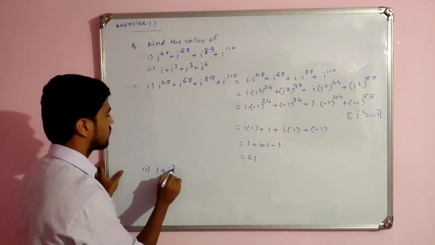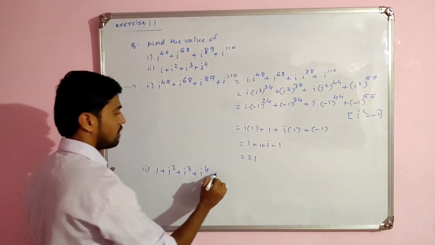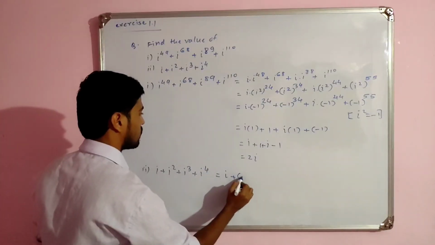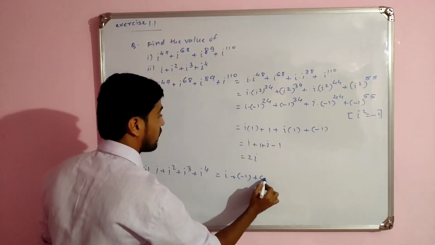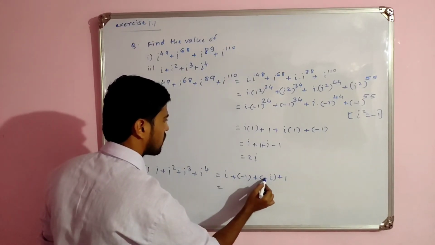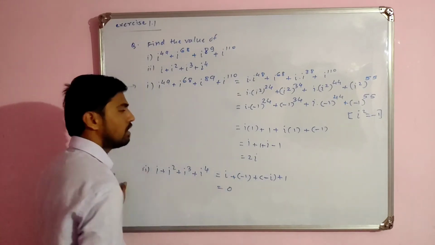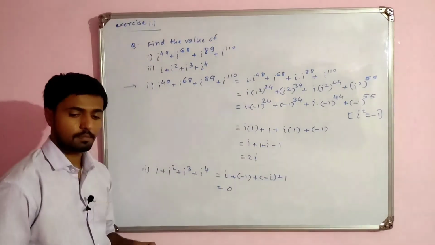Second: i + i² + i³ + i⁴. We know these values: i is i, i² is -1, i³ is -i, and i⁴ is +1. So i plus (-i) gets cancelled, -1 plus 1 gets cancelled, so the value is 0. Second is very simple.